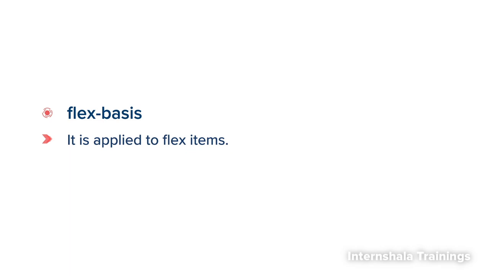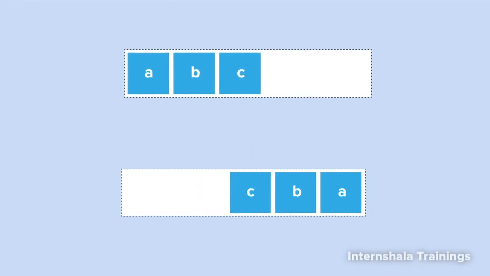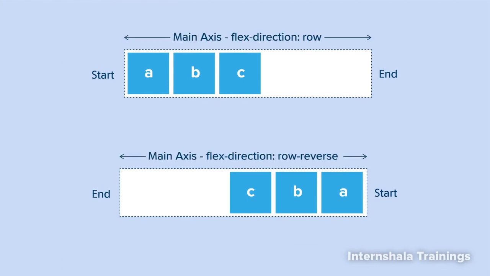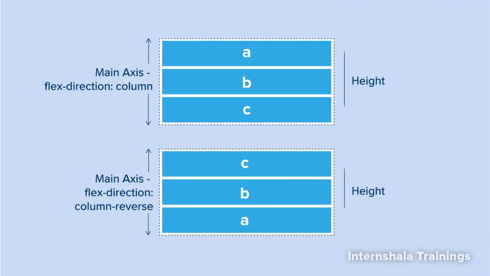So far we have covered two properties that are applicable only to the parent element and not to the child elements, that is flex items. Flex basis is used to define the size of items along the main axis. This means, in case of flex direction property value as row and row reverse, it defines the item's width. And in case of column and column reverse value, it defines the item's height. But let us consider the flex direction as row for now for easy understanding.